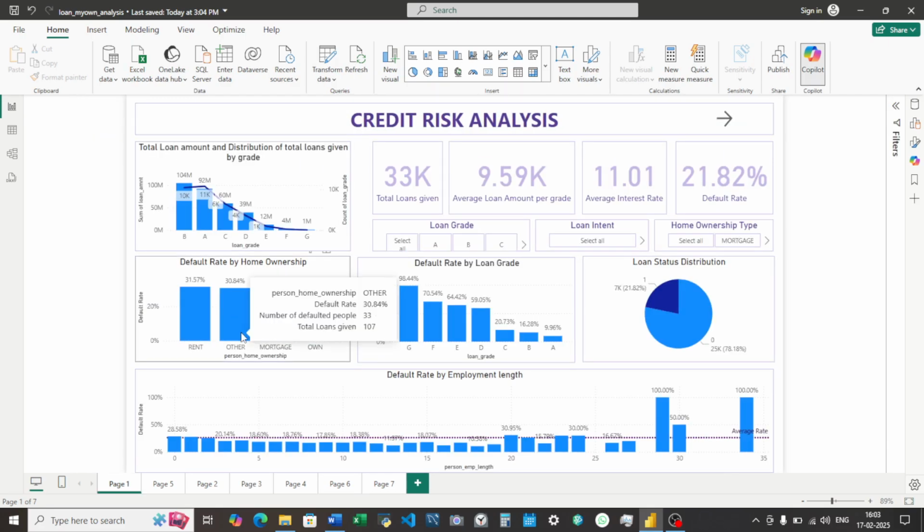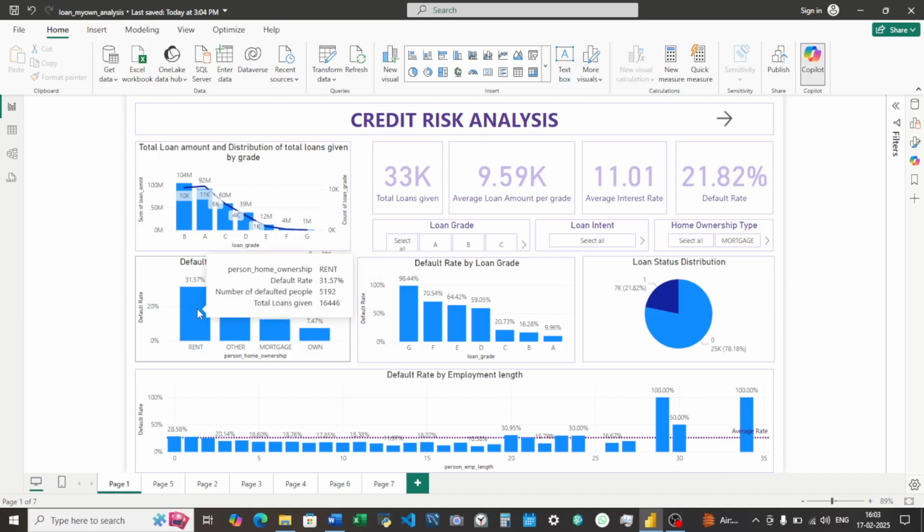And I have made use of tooltips too over here. Say for example, the rent is defaulted 31.57%, the highest default rate, and the number of people defaulted is 5192, and the total loans given for that particular people who have rent, who have no ownership of their own but rent type homes, it's 16,446 are the total data set. So we could make use of tooltips and give additional information too. That's how it's done over here.